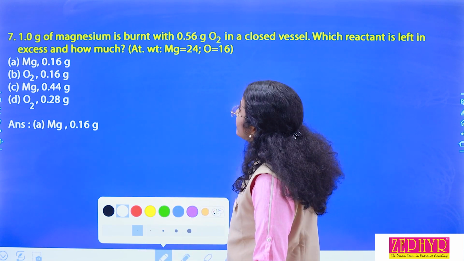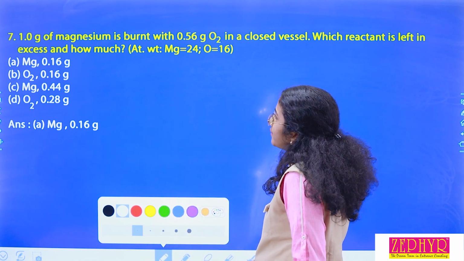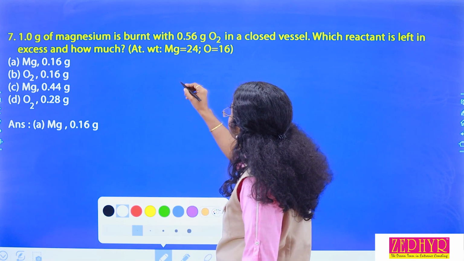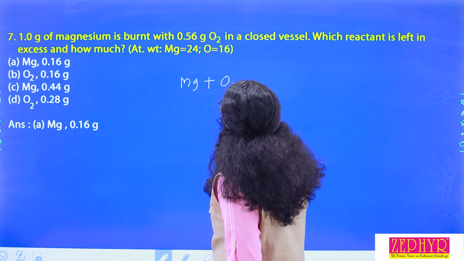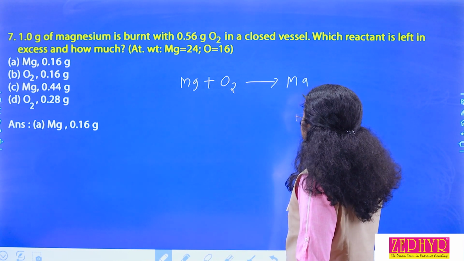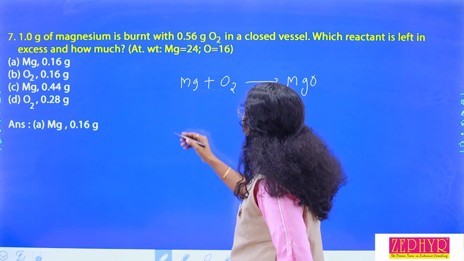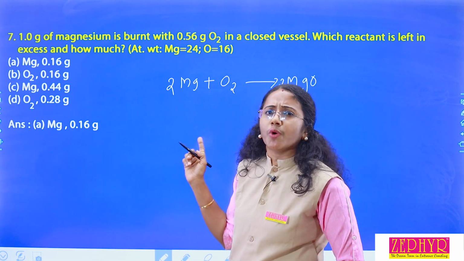Okay, first let's write the balanced chemical equation of this reaction. Magnesium is bound with oxygen. The equation is Mg plus O2 gives MgO. This equation is not balanced; this is a skeletal equation. So we can balance this equation: 2Mg plus O2 gives 2MgO.